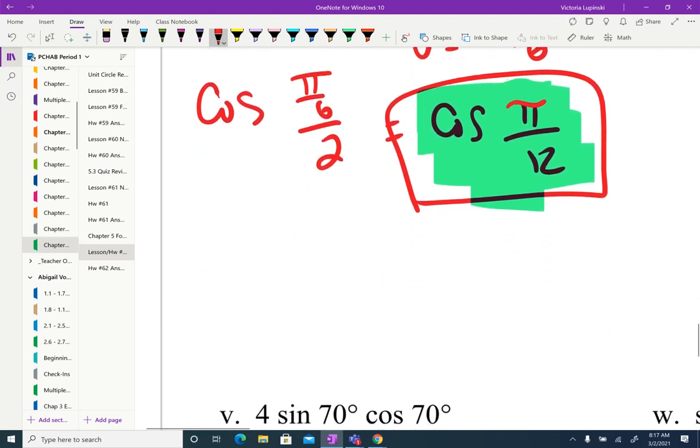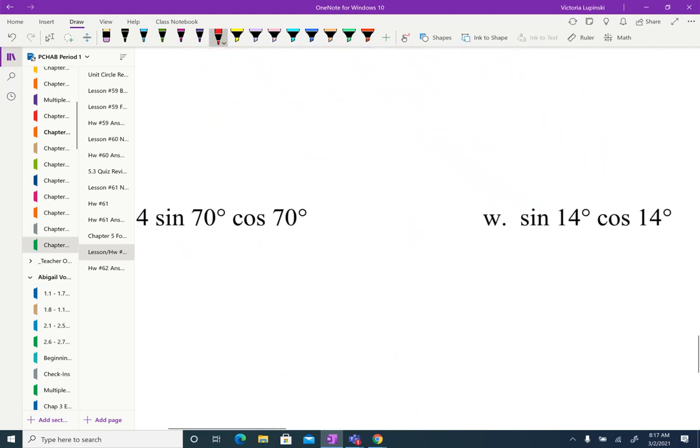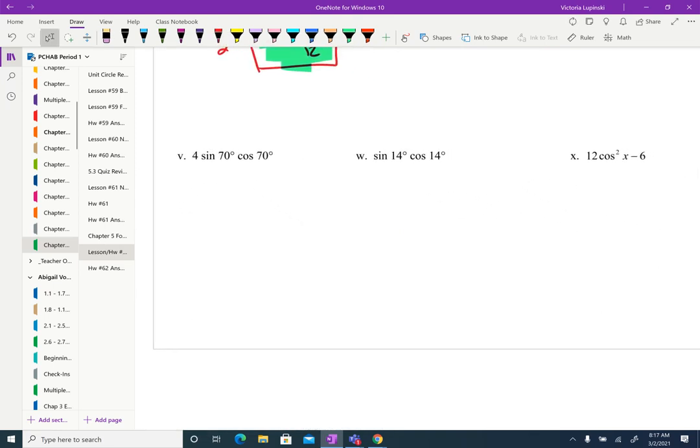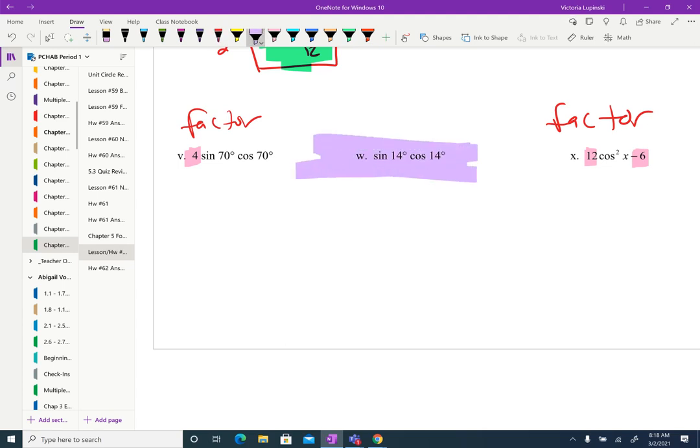I think one more will probably do it for you. So if you take a look at the last row, V has a 4, X has a 12 and a 6. If you have extra in your formula, you're going to factor, which we already saw one, like on the front side. The one that we kind of have to look carefully at is the W.